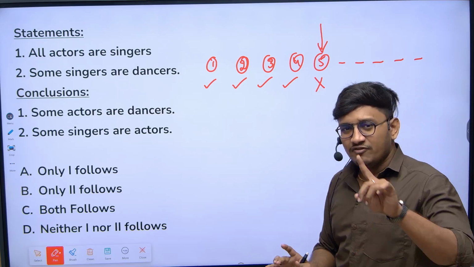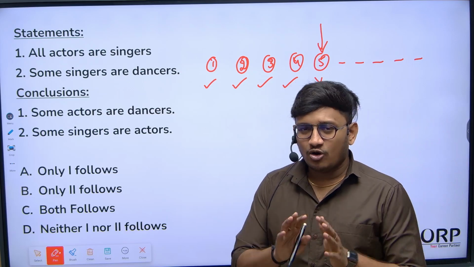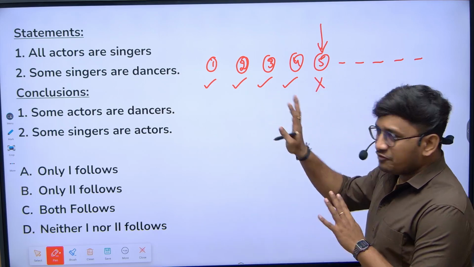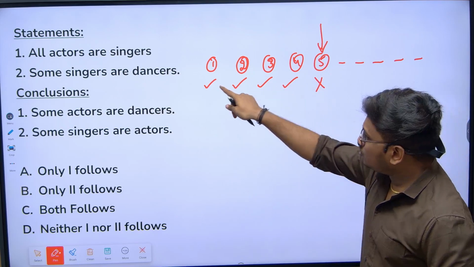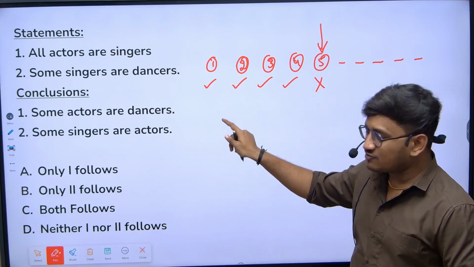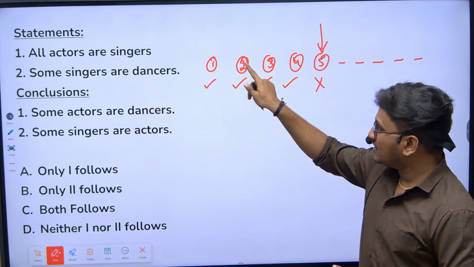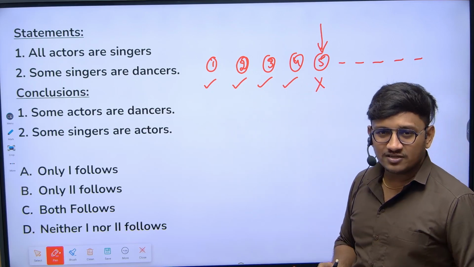As I said, if one diagram shows the conclusion is wrong, obviously the final conclusion will be wrong. So if the fifth diagram shows it is wrong, you have wasted time cross-checking the first diagram, second diagram, third one, fourth one, right? So my point is very simple.